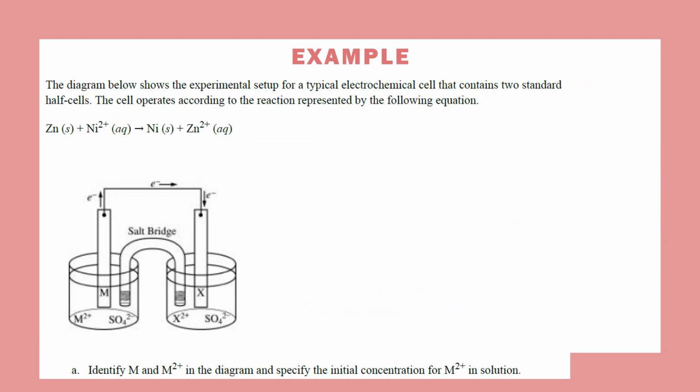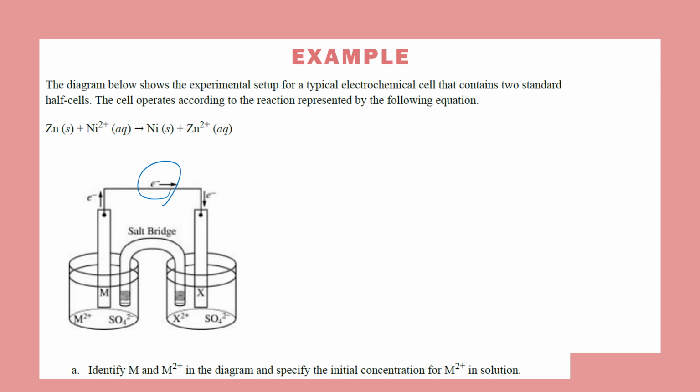Okay, so here's another free response question. We have an experimental setup for an electrochemical cell that contains 2 standard half cells. We know it's voltaic because there's no power source. And then they give us the equation for that reaction, which is nice. Identify M and M2+ in the diagram and specify the initial concentration for M2+.